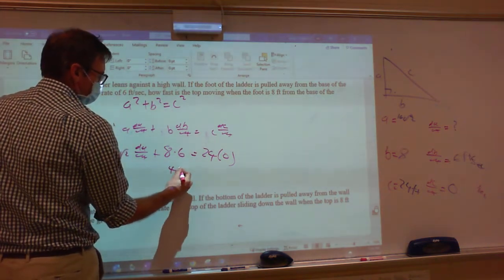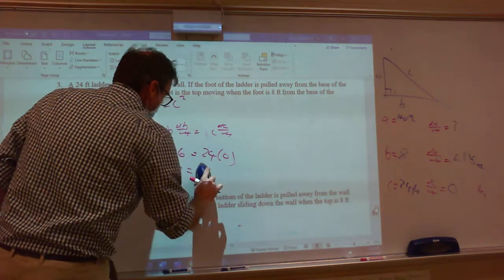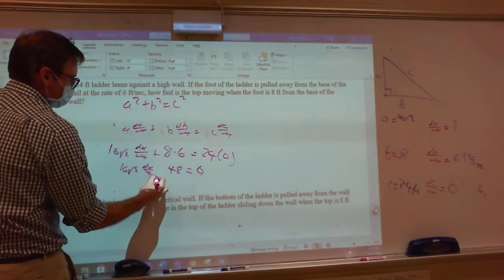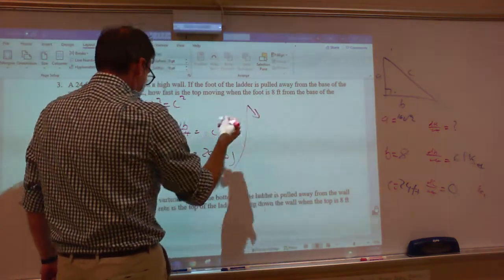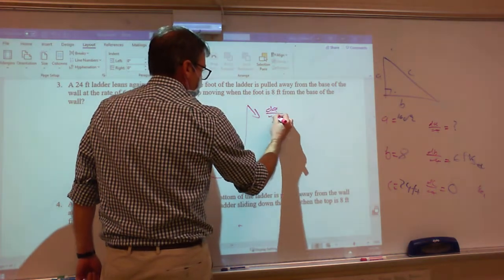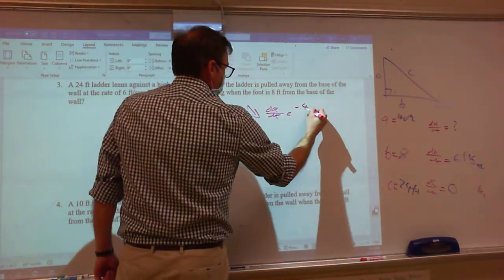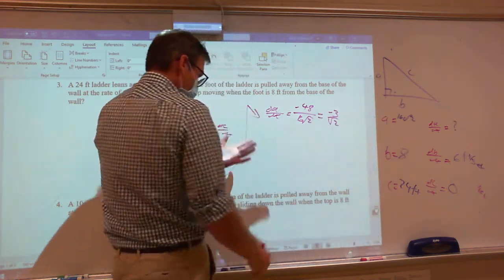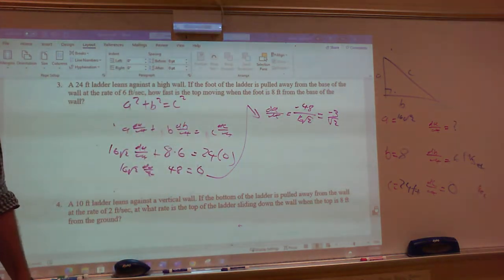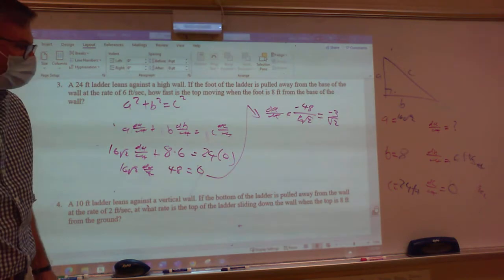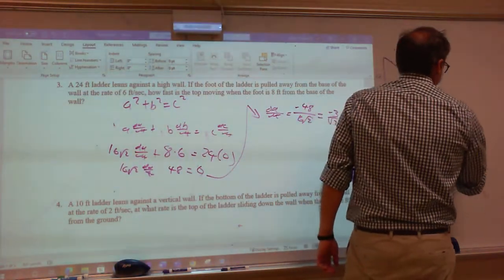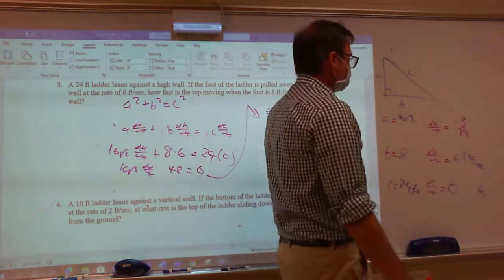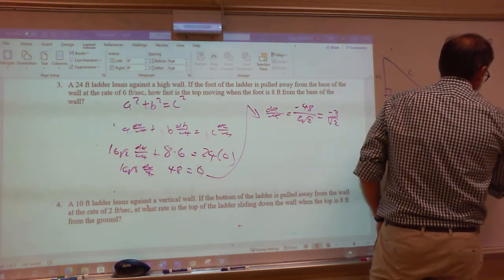And let's see, that gives me 48 is equal to 0. I get 16 square root of 2 times dA/dt. So dA/dt is equal to negative 48 over 16 square roots of 2, which is negative 3 over square roots of 2. That didn't turn out as ugly as it could. So that gives me negative 3 over square roots of 2. We need to put our units in. This is in feet per second.